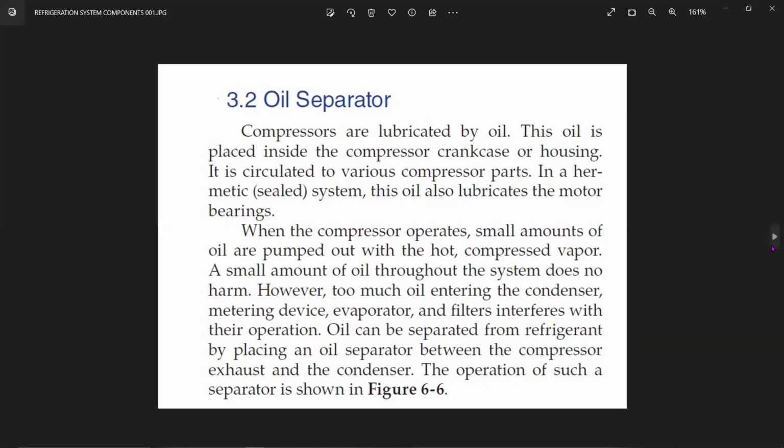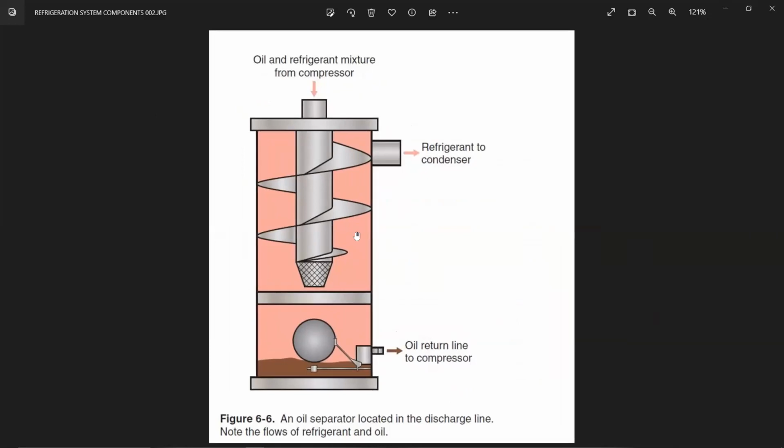The operation is shown in the figure here. So you see, this is a different type of separator. Instead of baffles, you have the same thing, oil and vapor coming in, and you have a helix. So the vapor has to travel this helical path. As it does, all the oil will fall and accumulate on the lower side of the helix, and it will follow the slide and come down. And down below you have the oil returned by a float. So this is one more different design of an oil separator.